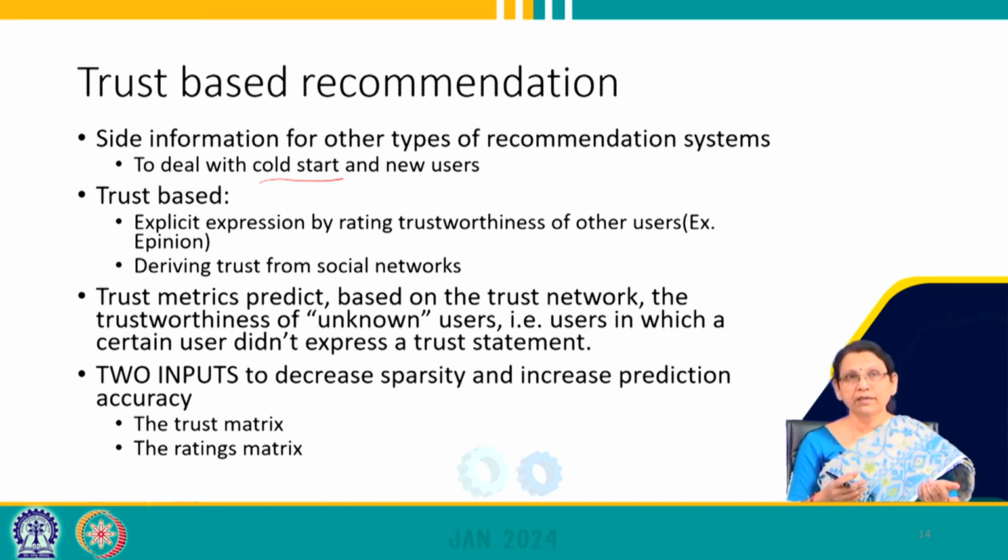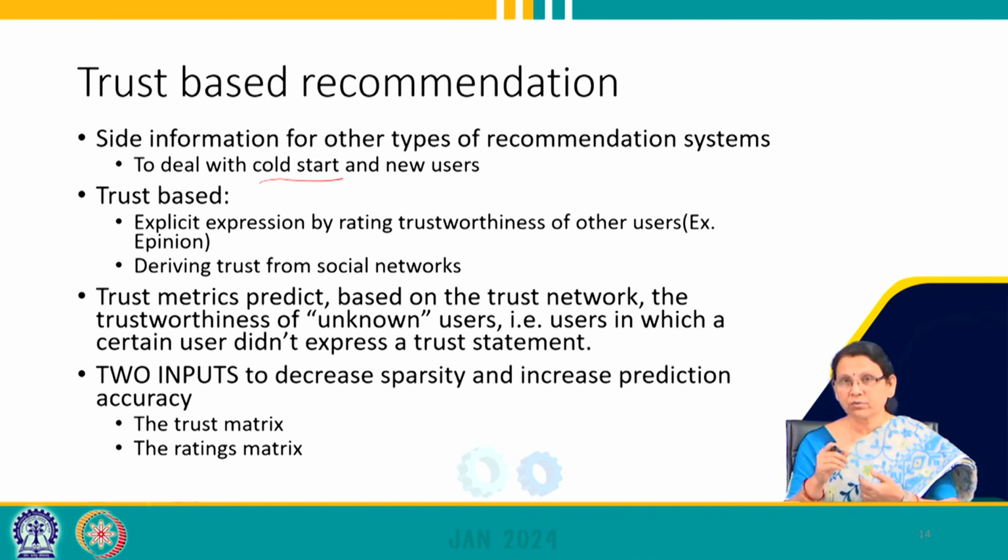One approach could be we find out from the user demographics what other users have done, then try to deal with the cold start problem. Here there is another way to deal with this cold start problem. If we have some additional information regarding whether this user is trusting some other user. This trust can be explicitly expressed by building something called a trust network, or it can be implicitly derived, let us say, from a social network.